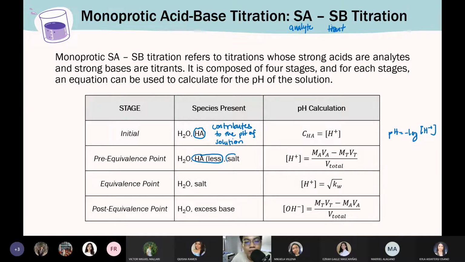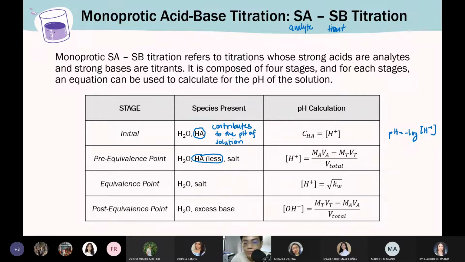Yung salt, magko-contribute to kapag yan ay weak acid, weak base. So, anyway, siguro madidiscuss natin to by the end of midterm consultation. So, wala namang pressure masyado sa atin. For now, ang magko-contribute lang for strong acid, strong base ay yung acid natin na less. Yung salt, wala siyang effect for now. But again, keep in mind na in the future, may contribution na rin siya. Pero for now, wala muna.